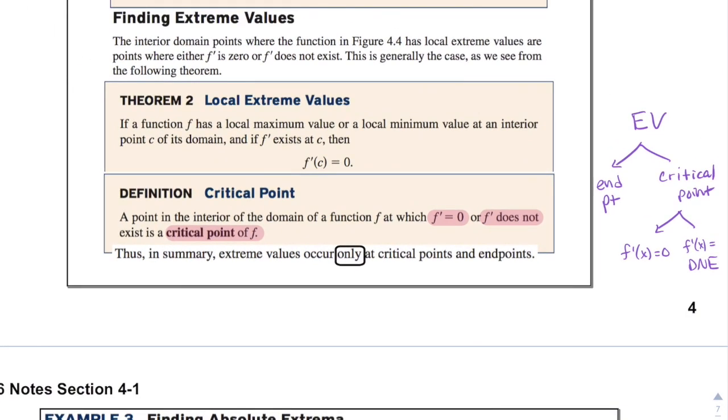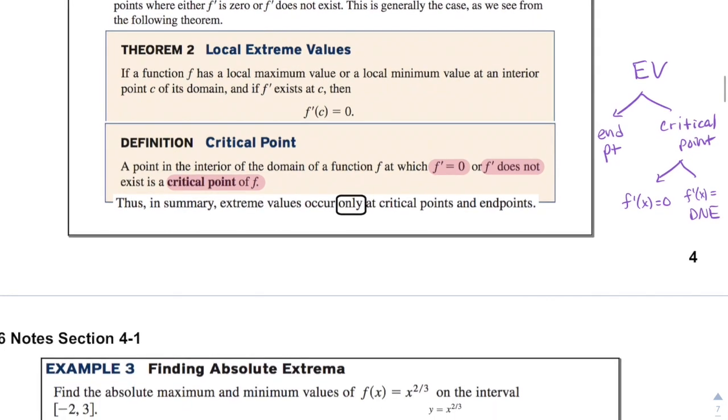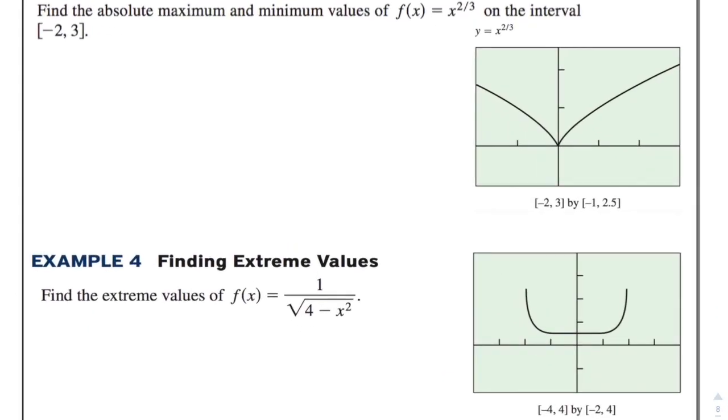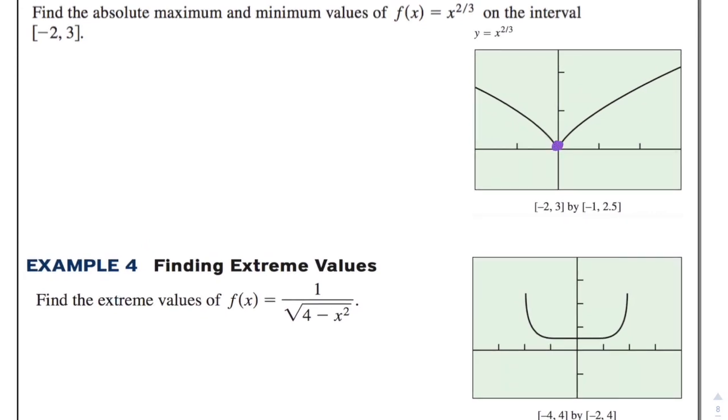Just be cautious that at a critical point, the derivative doesn't have to exist. Here's example 3, finding absolute extrema. We are looking for, obviously, this location. It's very clear that 0, 0 is an extreme value by the graph, right?